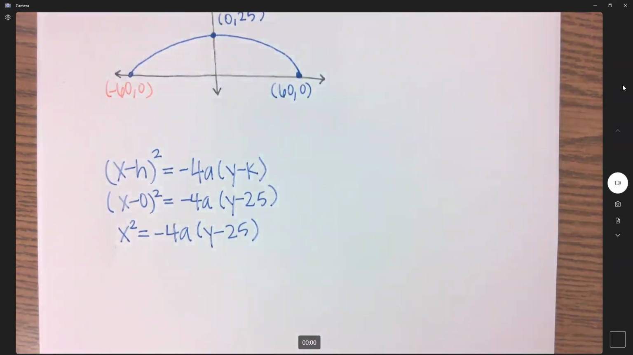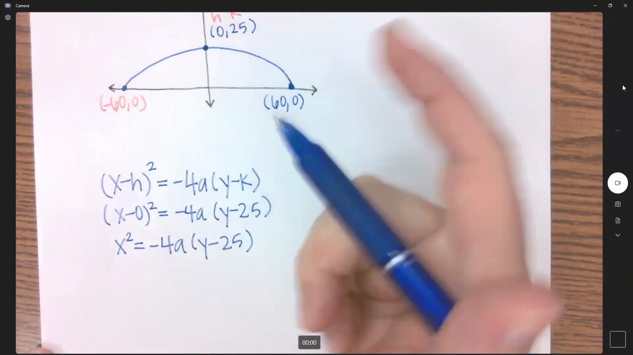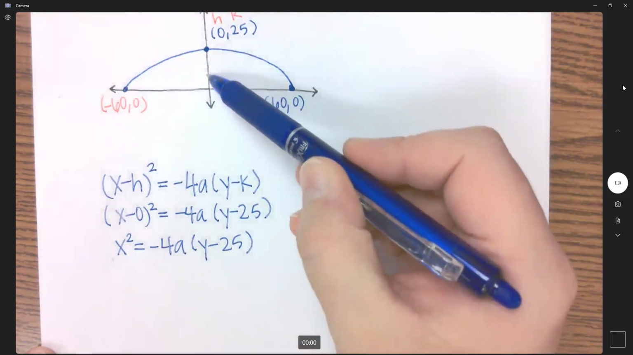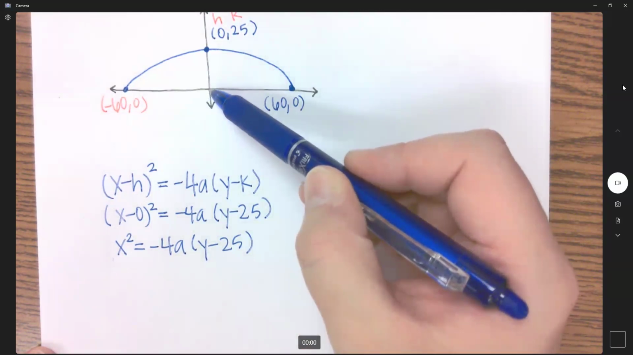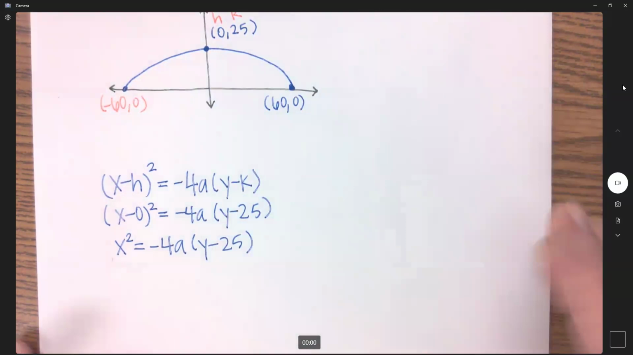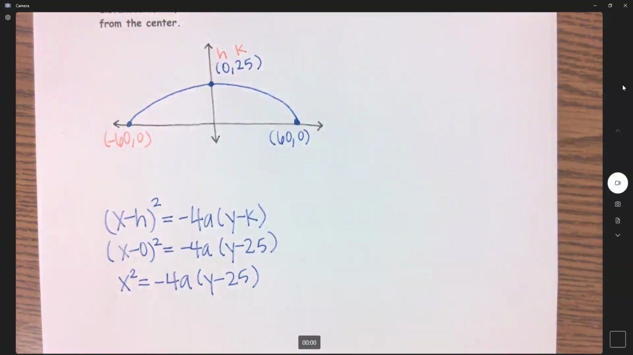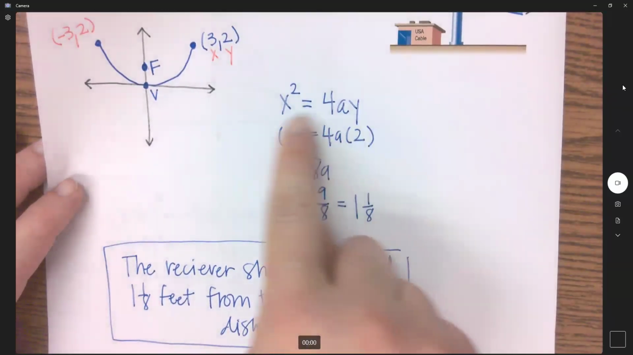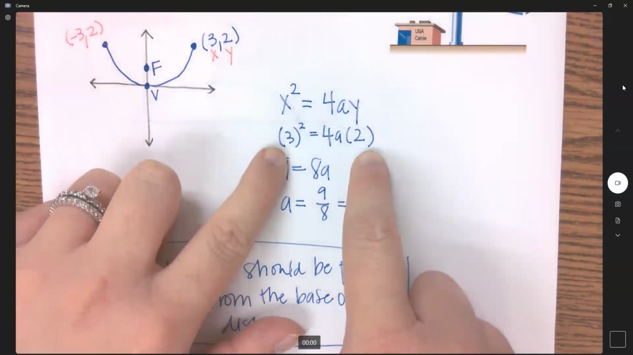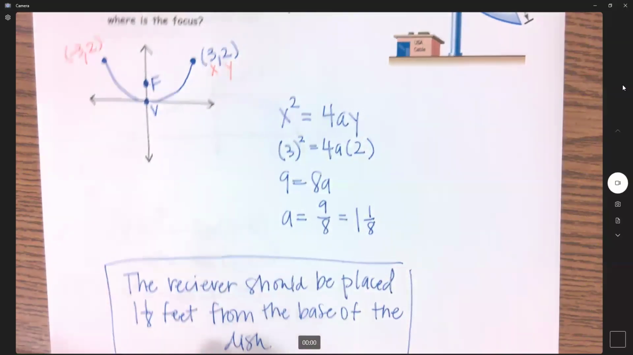So now all I need is my a. I have no idea where this focus is. Honestly, this focus could be above the x-axis, it could be at the origin, or it could be below the x-axis. I have no idea where it is. So how did we find a in the last problem? In the last problem, when all I needed was a, I plugged in 3 and 2 into x and y. Where did this 3 and 2 come from? That was one of the ordered pairs that I knew.